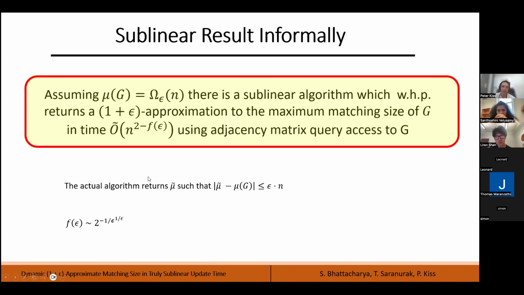So we do give an additive approximation in this model, but also note that in the adjacency matrix query model this paper is working in, the additive approximation is provably necessary, which means that this is the best you can get.